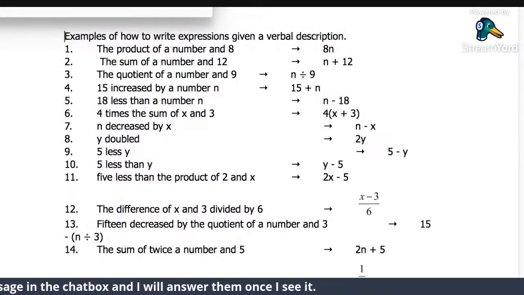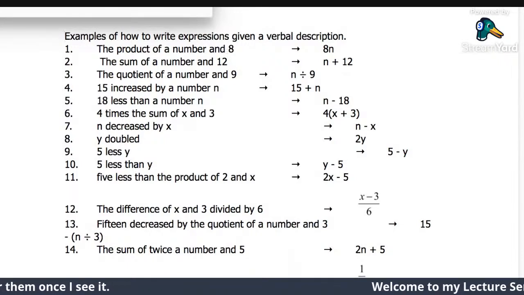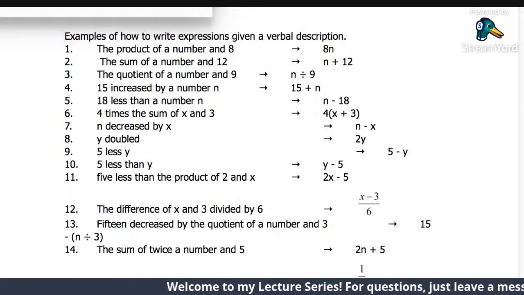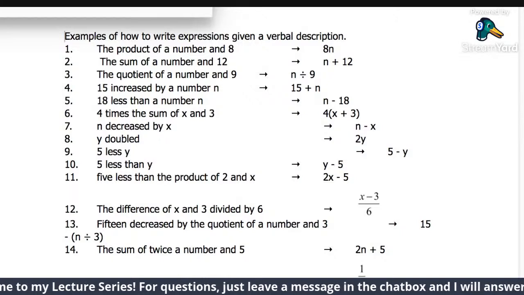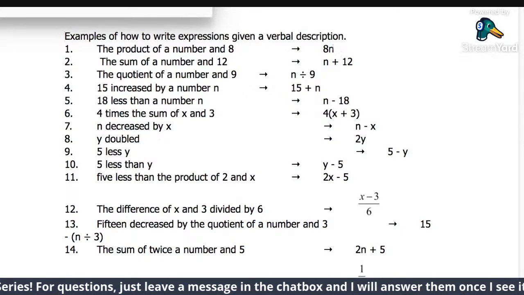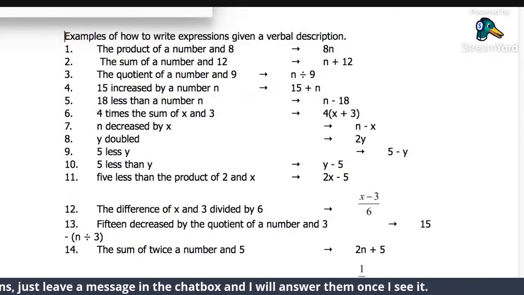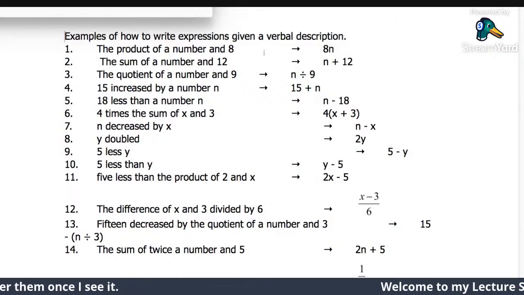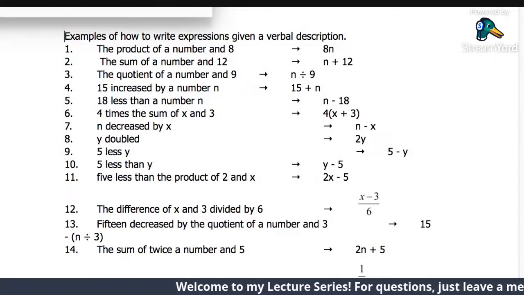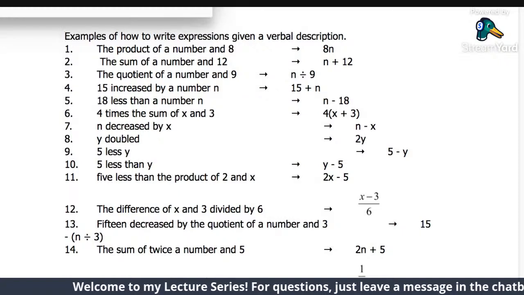Here, the product of a number and 8. A number means it's an unknown number, so you can assign any letter for the word a number. In this case, a number is represented as n. So the product of a number and 8 would be 8n in symbols. You can have 8a, 8x, 8t, 8l, 8m, it doesn't matter.